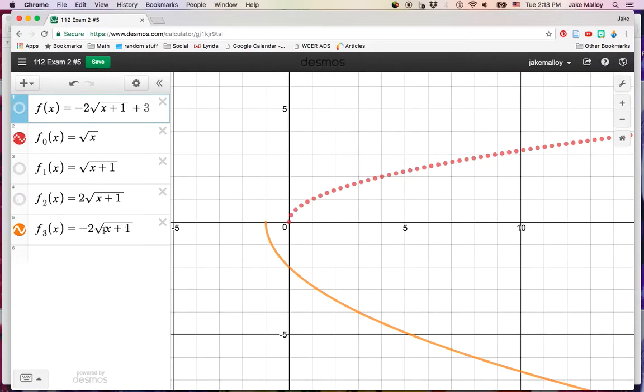Then from there, in my output, I take all my outputs and I add 3. So I have a vertical shift up 3.